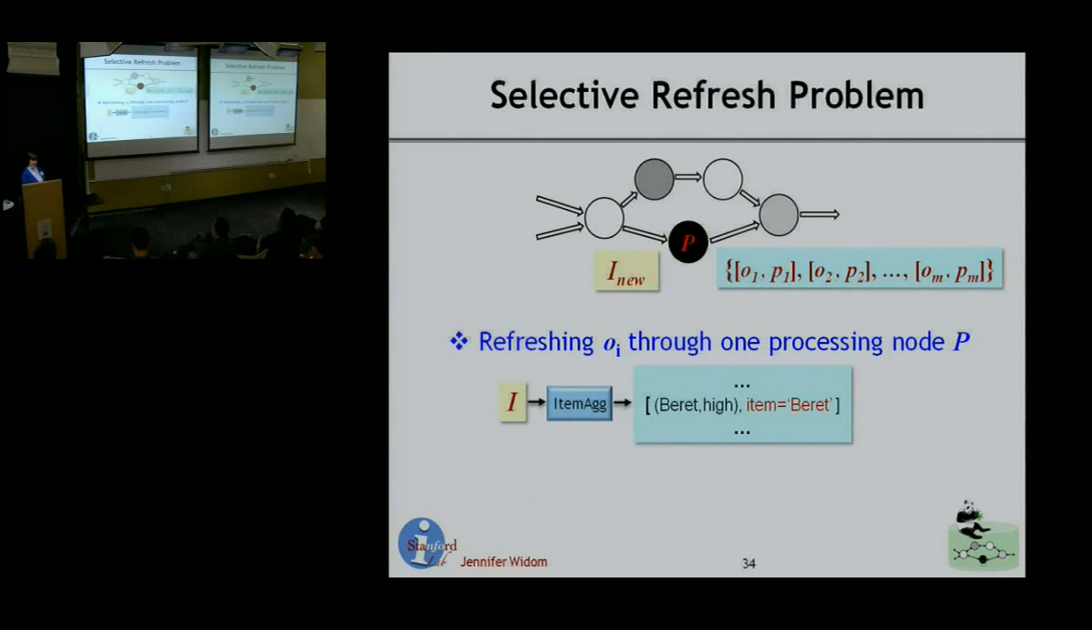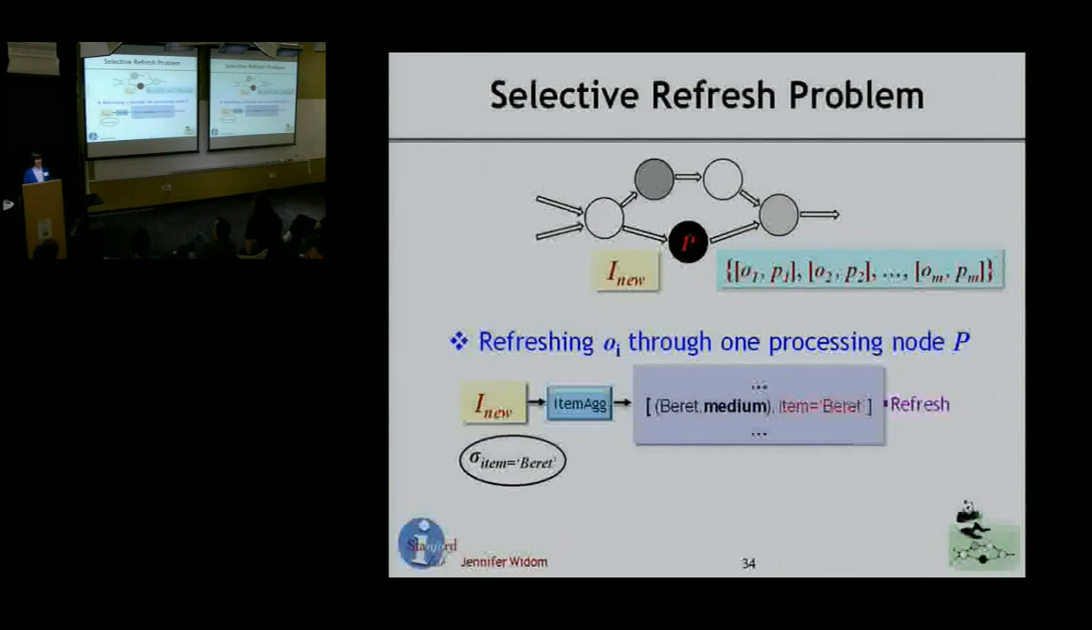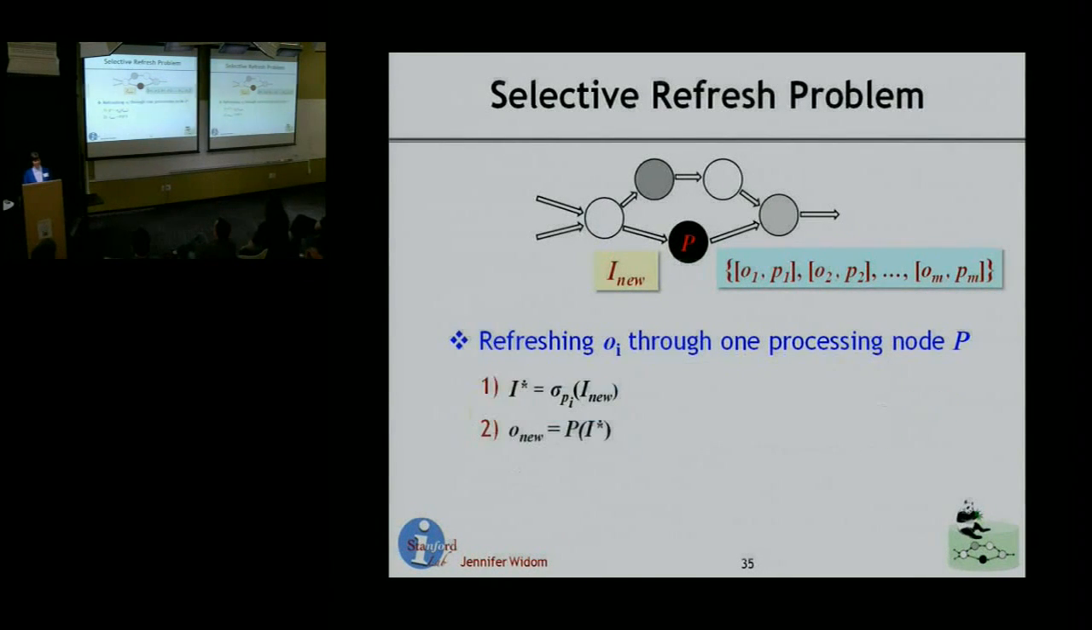Pretty simple, right? Okay? And now I've updated my input, and I want to refresh that. So I apply my predicate, item equals beret, to the new input. That's going to get me all the new values for beret. I send it through, and I might have a new prediction. Okay? That's how a refresh works. Very simple. Okay? The question is, does it always work? Actually, it doesn't always work.